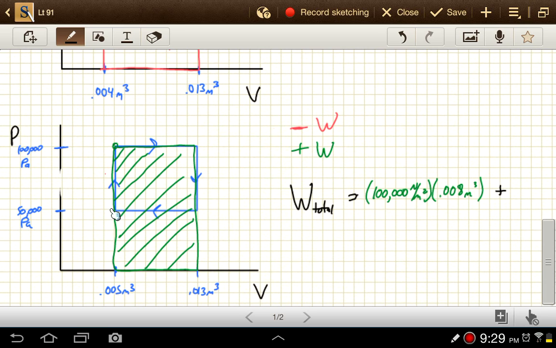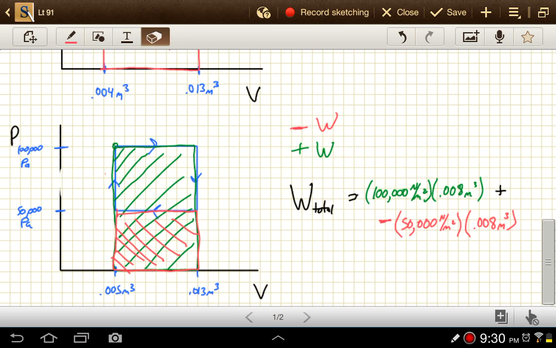When we come back this direction, that's a compression, so that's work being done on the gas. We'll make that red. So that'll be this section right here. That section has a value that will be negative. Then we have 50,000 pascals, or newtons per square meter, times the 0.008 cubic meters.